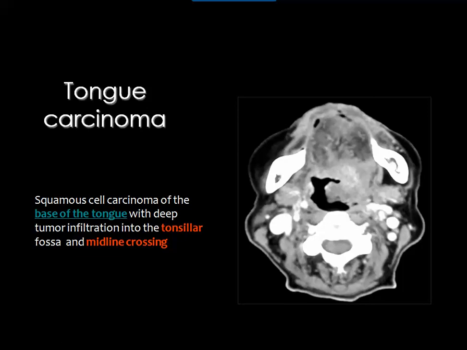In another case of carcinoma of the base of the tongue infiltrating the tonsillar fossa. This is the oropharynx, you remember, and this is the tumor. There is a big mass showing contrast enhancement infiltrating the base of the tongue as well as the tonsillar fossa on the left side, and this mass is of course crossing the midline, considering this particular component.